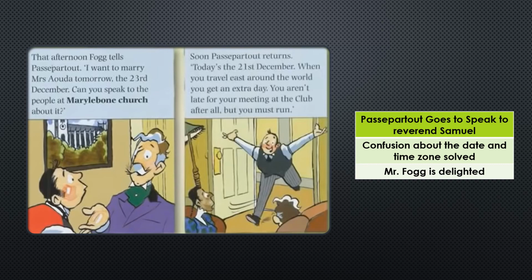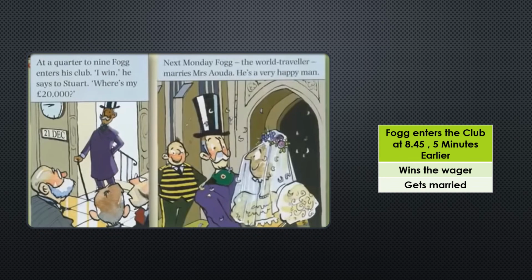Soon Passepartout returns, and he says, "Master, today is not 23rd December, neither 22nd of December. Today is the 21st of December, and when you travel east around the world, you get an extra day. You aren't late for your meeting at the club, however, you must run now." So there's a lot of confusion about the date and the time zone, which is solved by Passepartout. And Mr. Fogg is delighted to hear that.